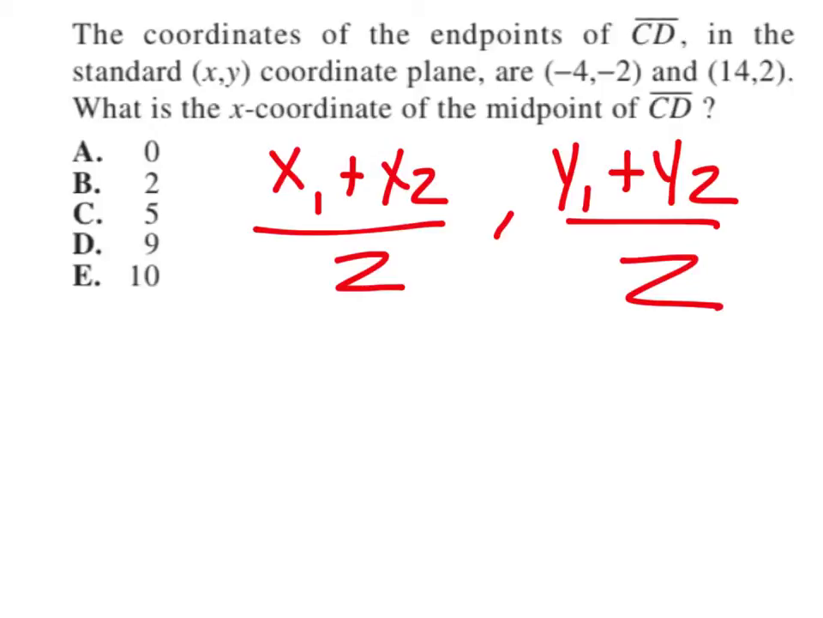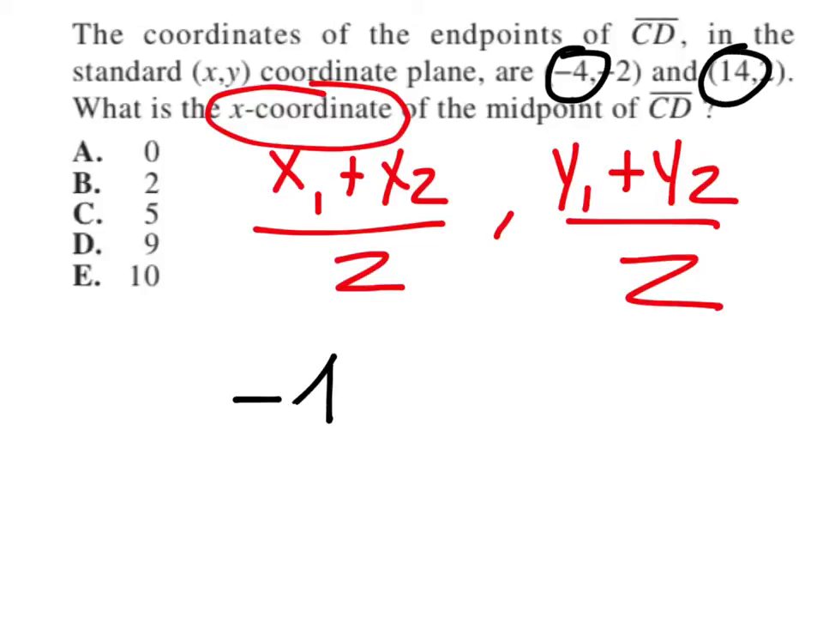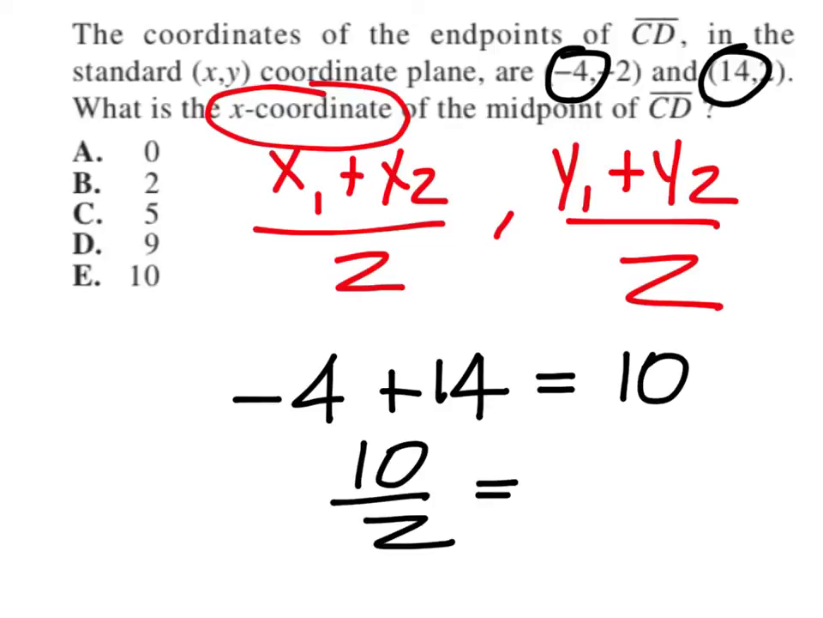So you just need the x coordinate. You don't even have to do the whole thing. So if you add negative 4 and 14, you get what? You get 10, but I have to divide it by 2 to get 5. Okay. Answer is C.